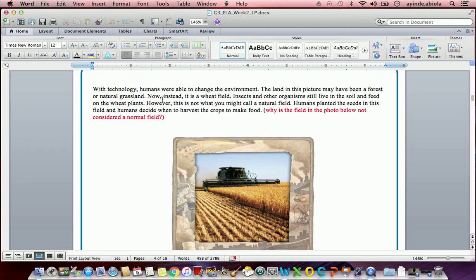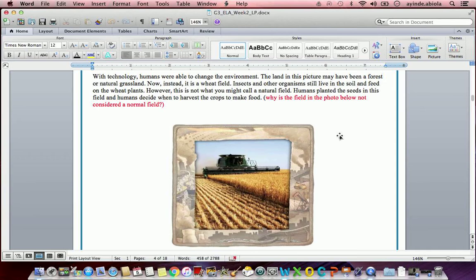With technology, humans were able to change the environment. The land in this picture may have been a forest or natural grassland. Now, instead, it is a wheat field. Insects and other organisms still live in the soil and feed on the wheat plants. However, this is not what you might call a natural field. Humans planted the seeds in this field, and humans decide when to harvest the crops to make food. Why is the field in the photo below not considered a natural field?